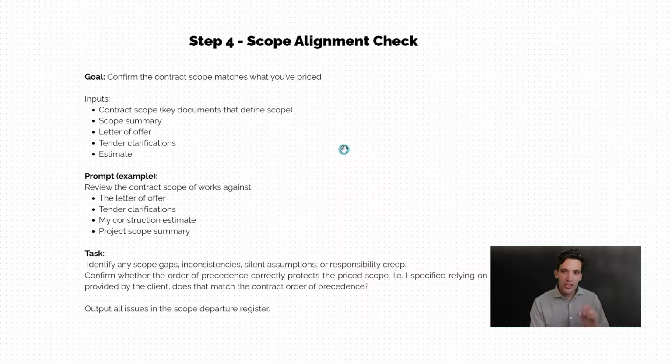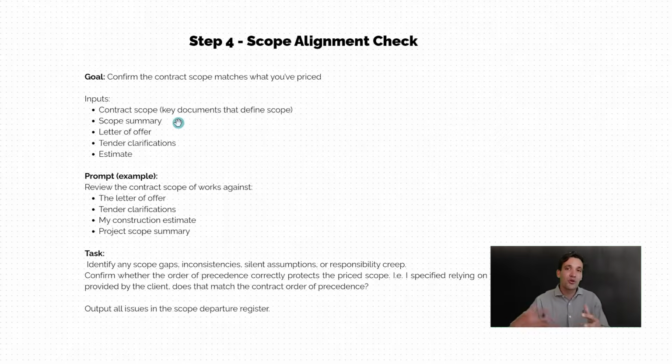Now, the first check I'll do is a scope alignment check, because again, if you get the scope of works right, you solve 90% of your contract problems. The goal of this prompt is to check for any scope inconsistency. So you should upload the contract scope, so all the documents.